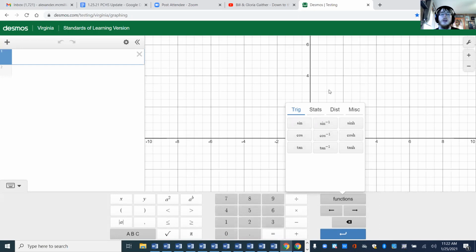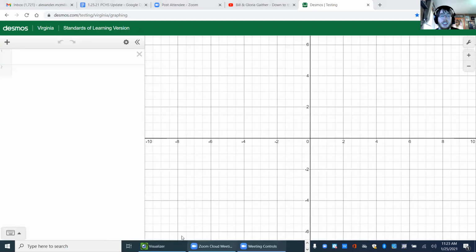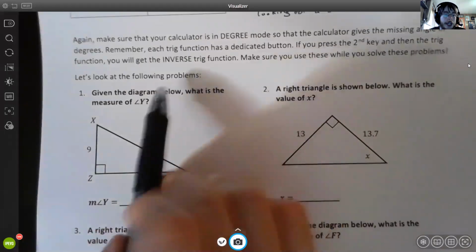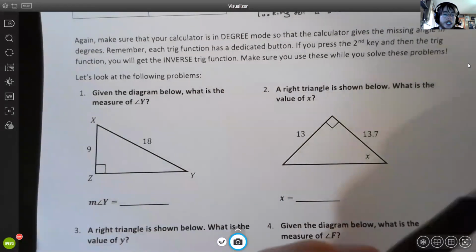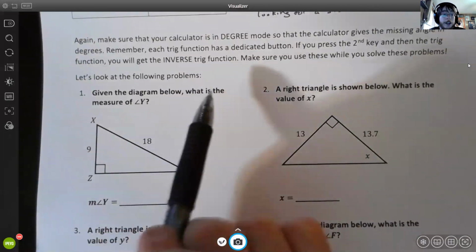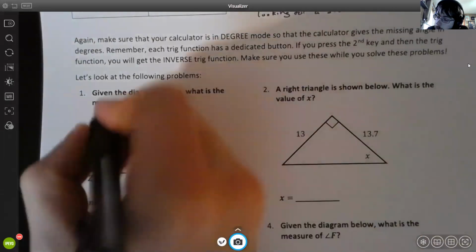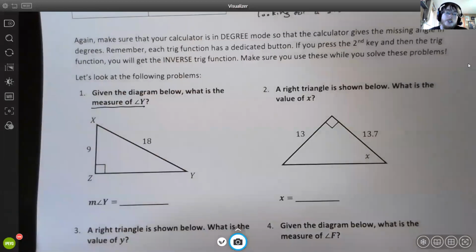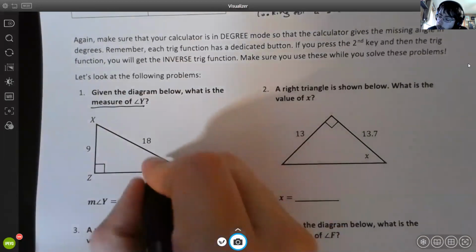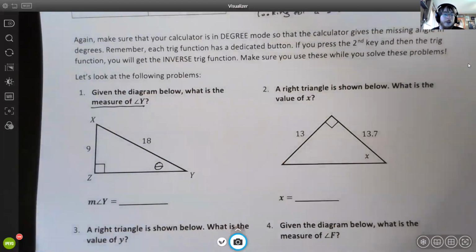Okay, so let's look at some examples. There are going to be 4 examples we do in this video as part of the notes. And the first one says, given the diagram below, what is the measure of angle Y? So it wants to know the measure of angle Y. So that is where you know where your theta has to go. So theta is going to go on angle Y. So there we go.